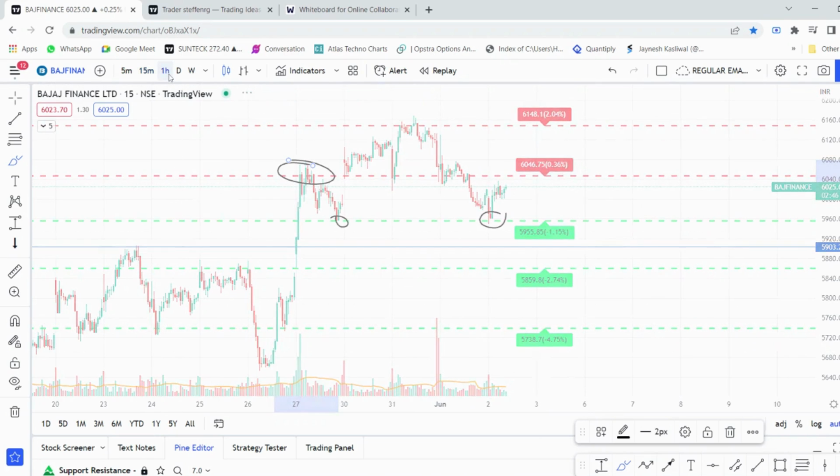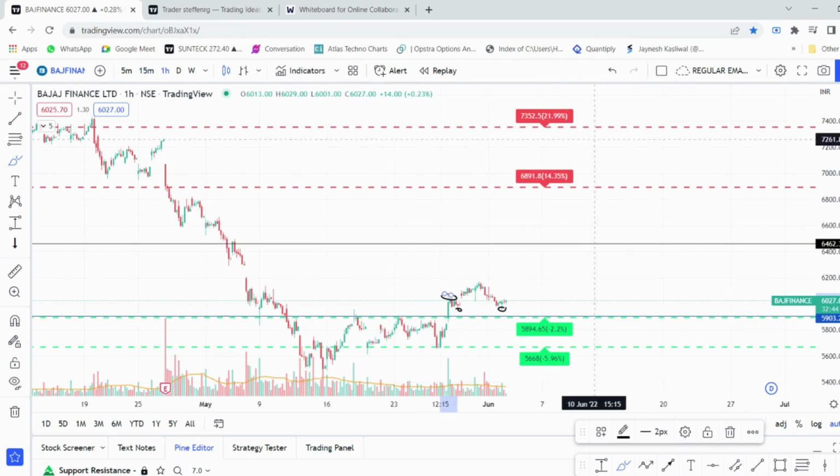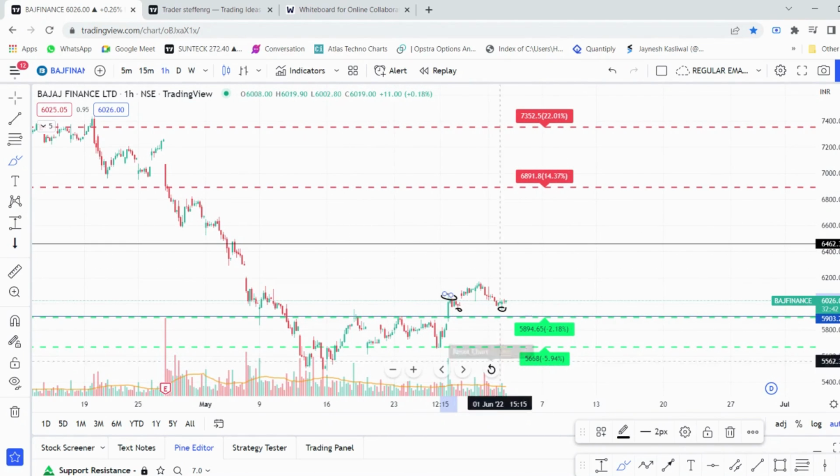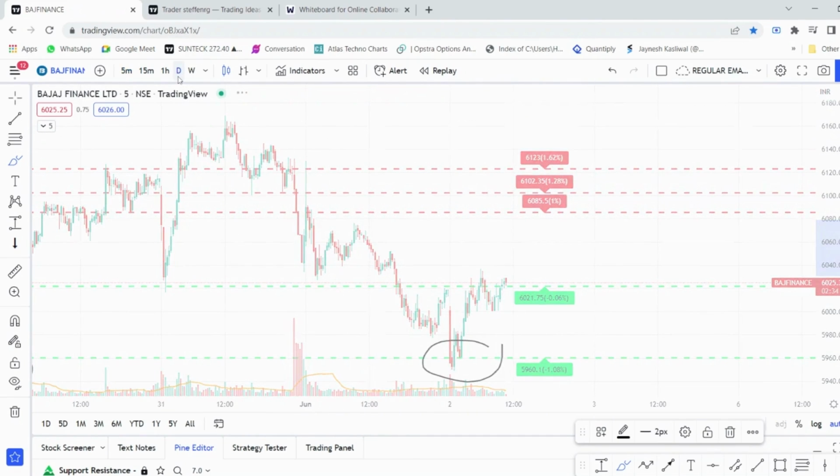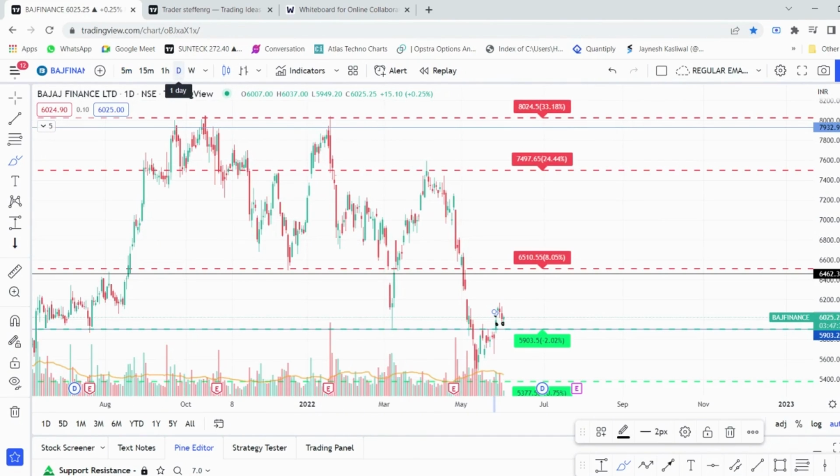So if we use hourly chart, it will plot the hourly support and resistance based on the data that it has. If we use the 5-minute chart, then it can plot the 5-minute support and resistance that it has. We can use the daily chart also to mark the support and resistance.